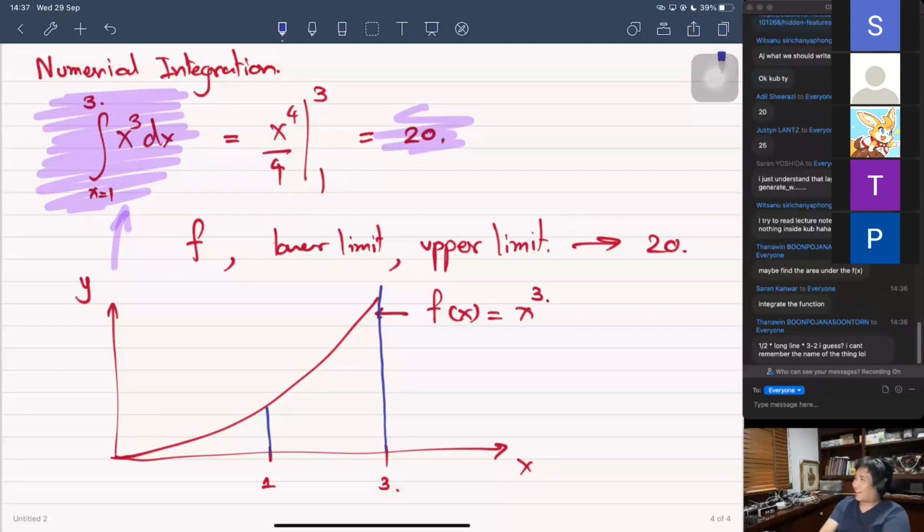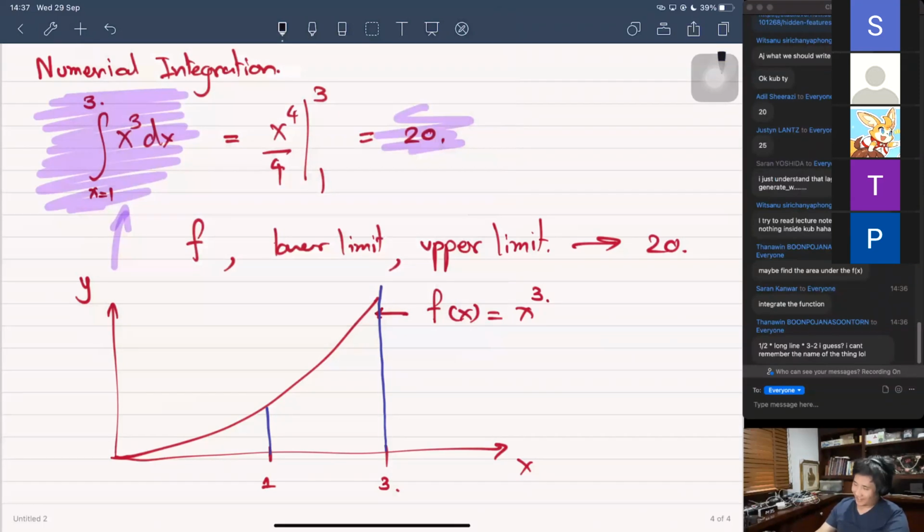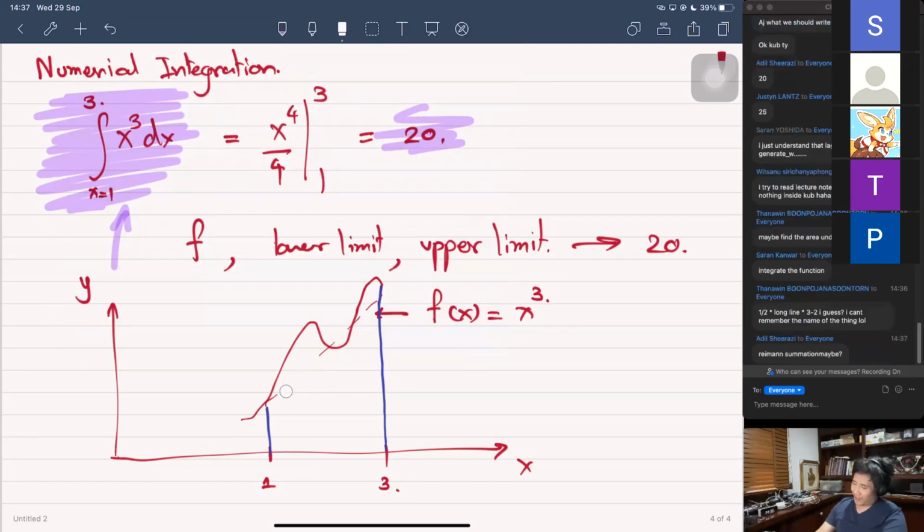Okay, not bad. Tanawin said, Ajahn, this actually looks like a trapezoid to me, maybe I'm going to do a trapezoid. That's actually not a bad idea. This thing is really close to a trapezoid. But then someone's going to scream, Ajahn, but what if the function looks like this? What if the function is not that friendly? What if the function has a lot of going up and down? Then a trapezoid might not be the best idea. What would you do in this case?